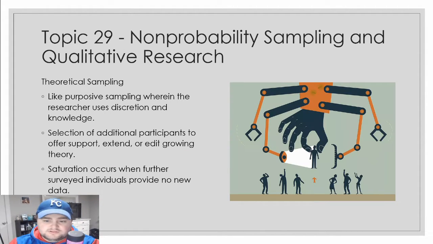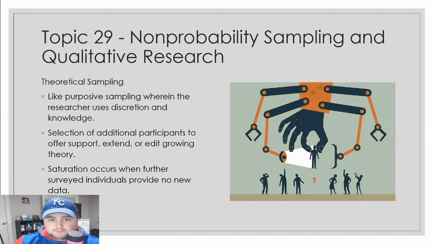Next, we have theoretical sampling, and this is similar, because the researcher again gets to use that knowledge of the population they're sampling, but they selectively choose the samples to keep extending or even sometimes revise whatever theory or guiding research principle they have for their study. And this keeps occurring until they get to a point where they feel that for somebody new they keep interviewing, or that interviewers collect data upon, it doesn't really add much to their already established data.